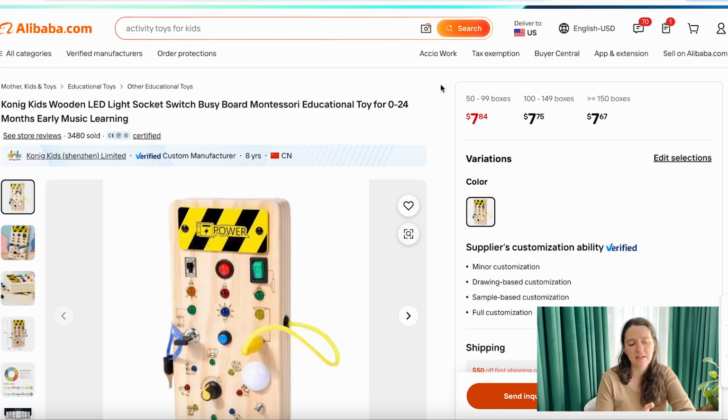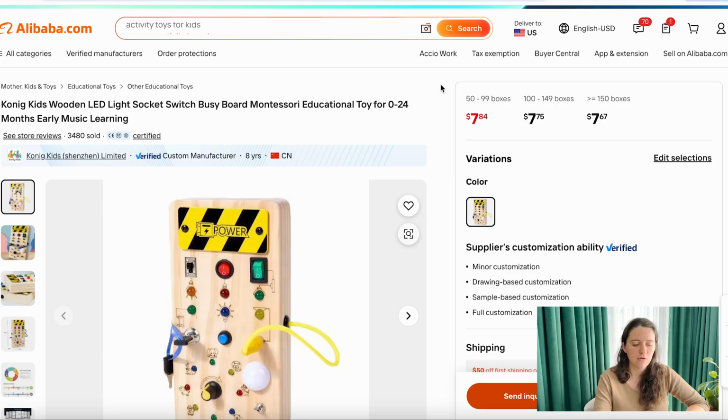So the next big thing is that on Alibaba there are manufacturers and trading companies, okay? And there is a difference between those. Manufacturers are those who actually make the product in their own factory, and trading companies act as middlemen. So they are buying from factories and reselling to you at a markup. So I strongly prefer working with manufacturers.